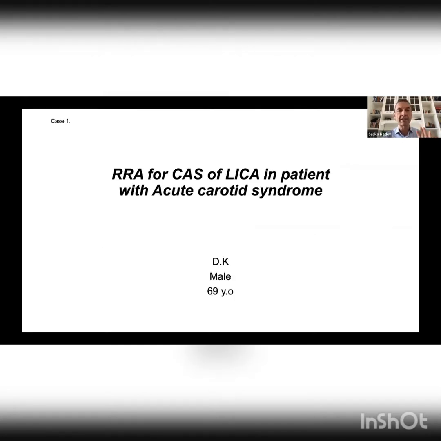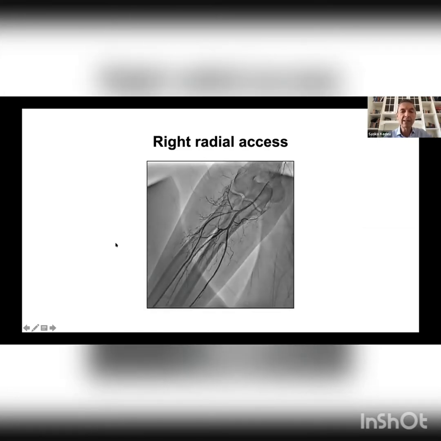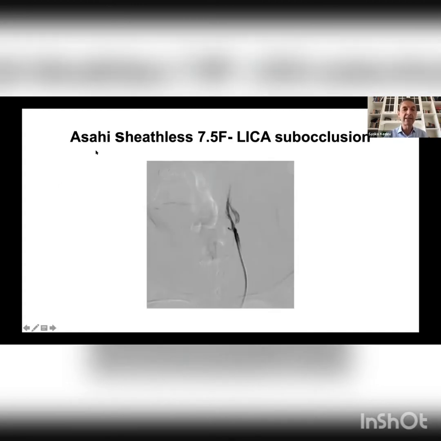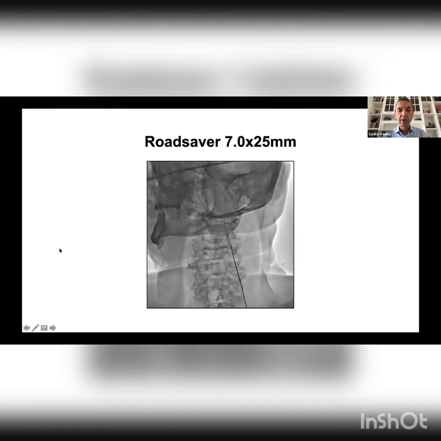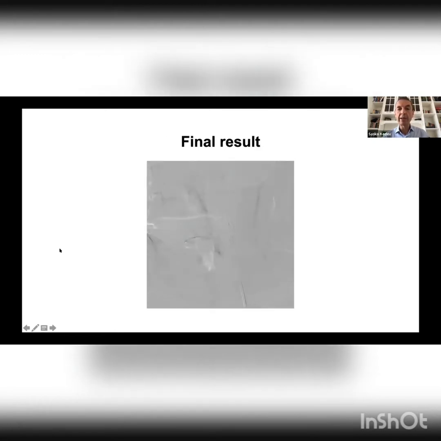I will share with you several different case scenarios in patients who presented with acute carotid syndrome. Here we can see the importance of pre-procedural angiography. We puff just a few ml of contrast, and we know the roadmap and the size of the artery. In this case, we used an Asahi 7.5 coronary guiding catheter, and it was a case with a suboccluded left internal carotid artery bifurcation. In this case, we used a Roadsaver double mesh stent with a favorable final outcome.